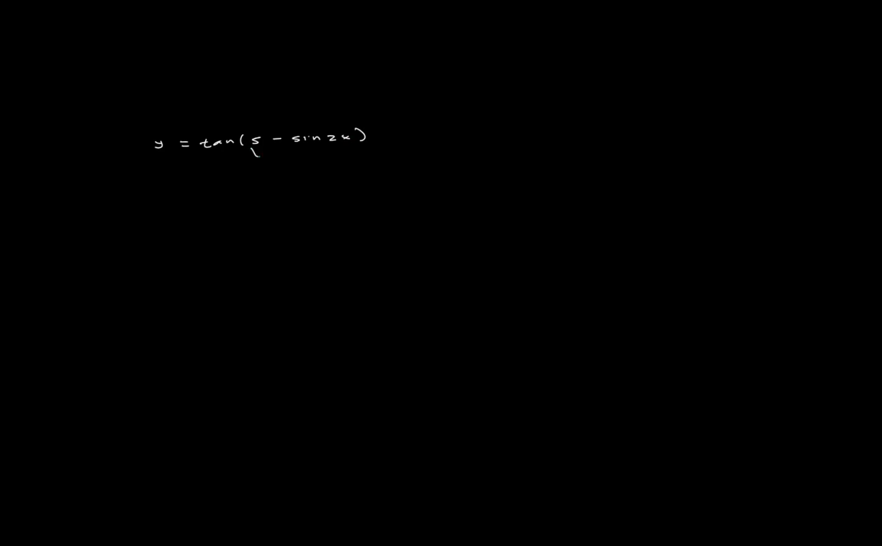We can call the outermost function tangent of w, so let's say tangent of w is equal to y. We can say w is equal to 5 minus sine of 2x. Or we can say w is equal to 5 minus sine of z, and then z itself is equal to 2x. And so we created these three functions, and we want to know at the end what dy over dx is.